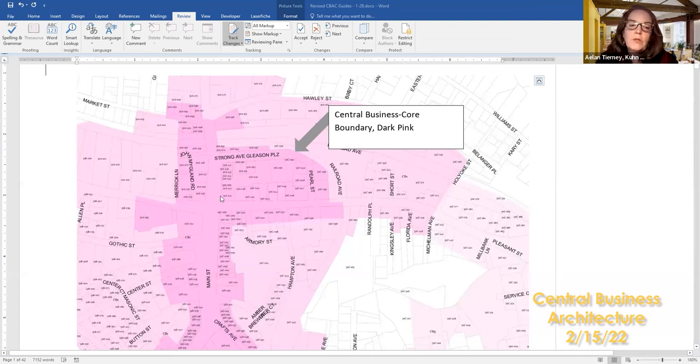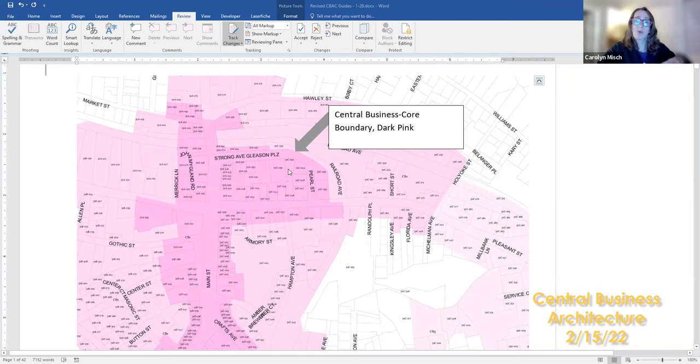Just to be clear, the real difference between the dark pink and the light pink is that if you're in the dark pink area, you have to have some commercial component to the first floor level. Whereas outside of the dark pink, you don't need to have commercial components on the first floor, correct? Right. You still have to have the same massing. You don't have to have commercial on the first floor. Could someone choose to put commercial on the first floor if they wanted to? Oh yeah, it's allowed. It's just not mandated.